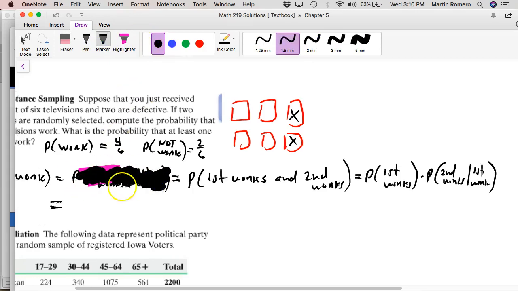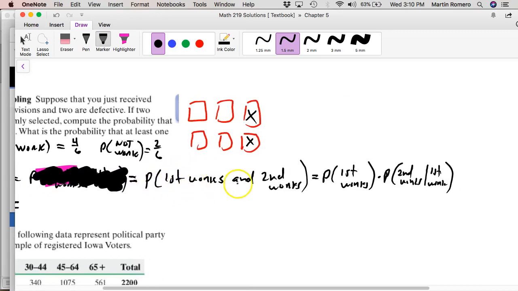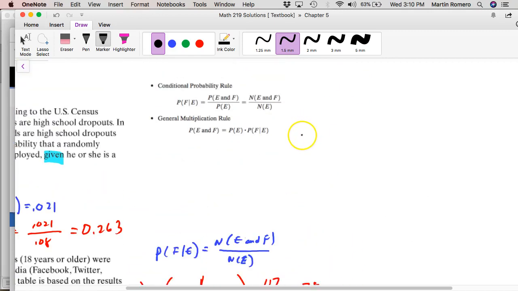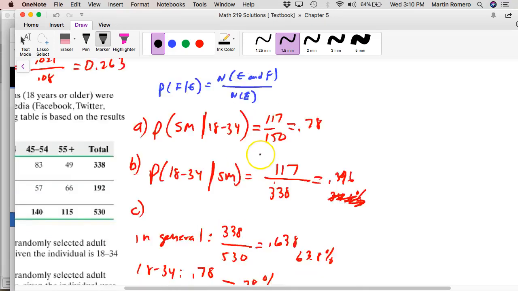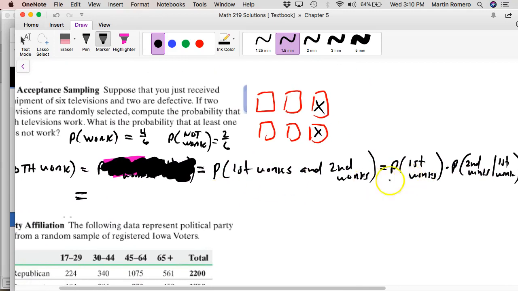Let's take this one out. The probability of both works is equal to the probability the first works and the second works. Looking at the notation here, probability E and F is the probability E times the probability F given E, which I wrote here. To get that answer, what's the probability the first works? That's just going to be 4 out of 6.